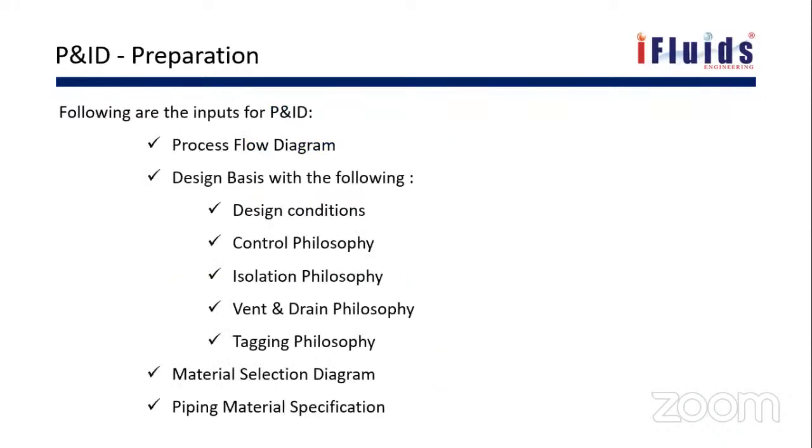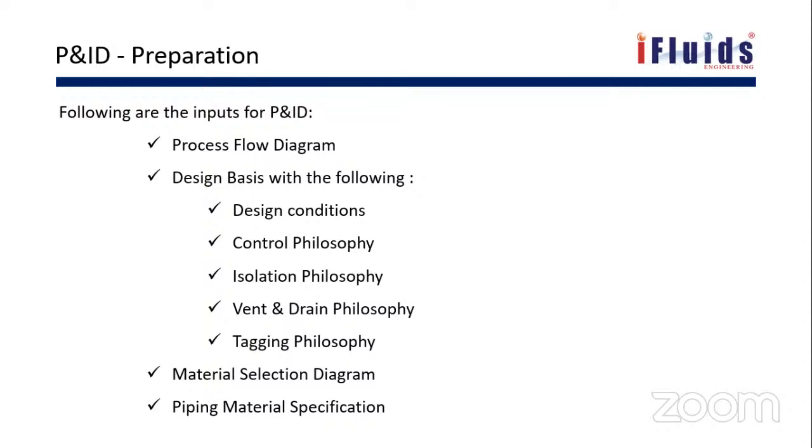So the following are the inputs for the PNID. For making the PNID, we need a process flow diagram. That means it is preliminarily done before making the PNID, from the concept and then the FEED stage.